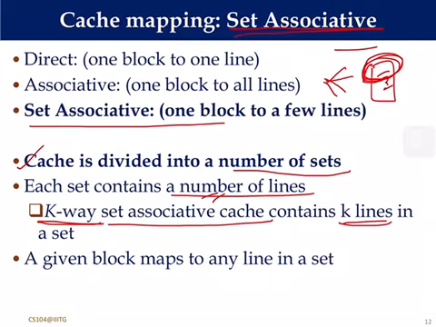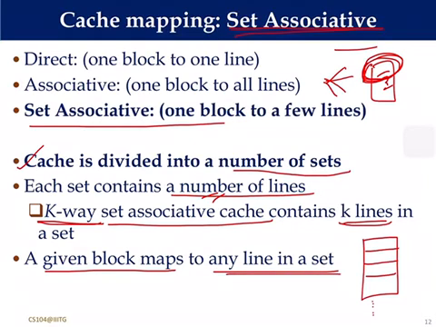It will be a K-way set associative cache if it contains K lines in a set. All the sets in the cache will contain the same number of lines, and a given block can map to any line within a set. So it's not any line within the cache, it is any line within a set. So our comparison circuitry will be smaller. It is in between direct and associative.